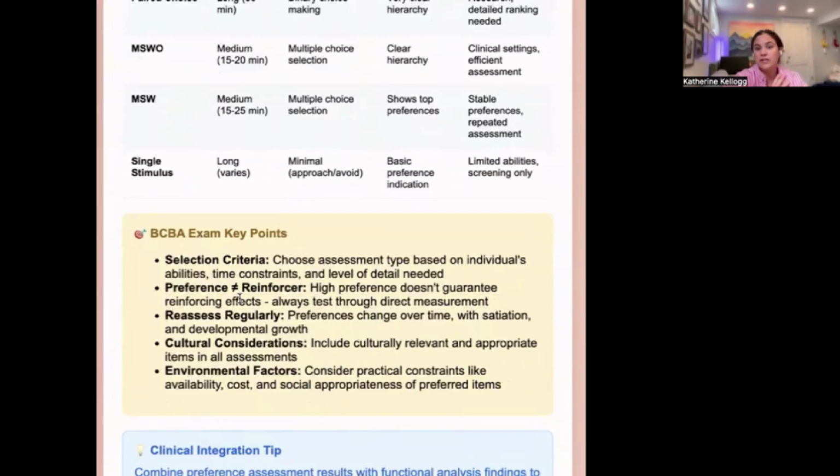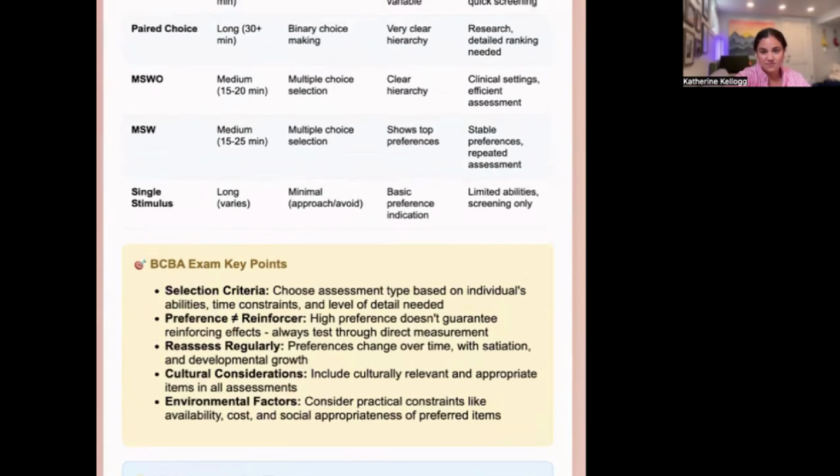Also consider reassessing regularly, cultural considerations, and environmental factors as well. It's best to combine preference assessment results with FA findings in order to design the most powerful intervention. Use preferred items as reinforcers for functionally equivalent replacement behavior. So match the function. That wraps up our deep dive into functional analysis and preference assessments.